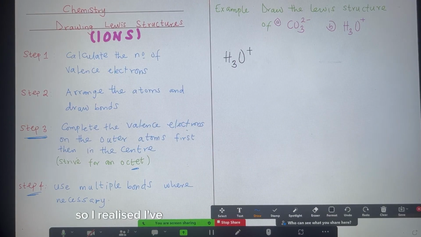Okay, so I realize I've not used the black ink for a while. That's pretty awkward. I usually use black ink in almost all my videos, and then the red, because I like red and blue as well. Okay, H3O plus, we want to draw the structure.